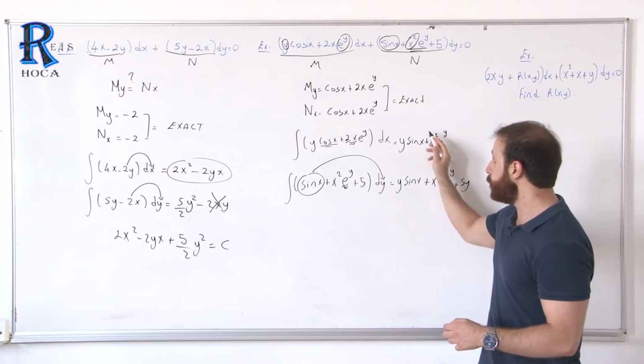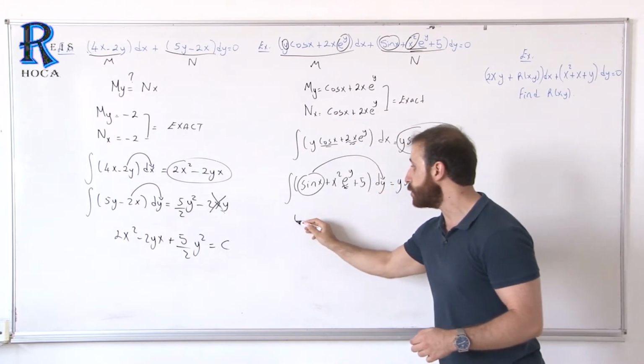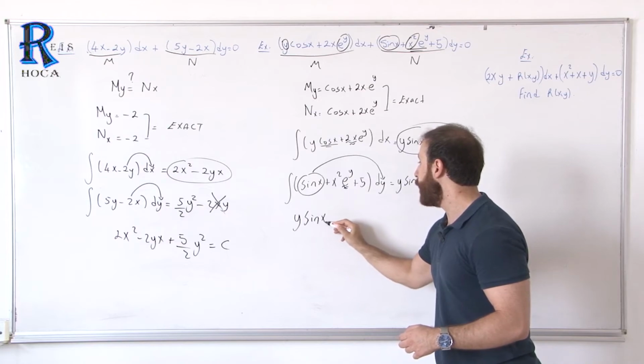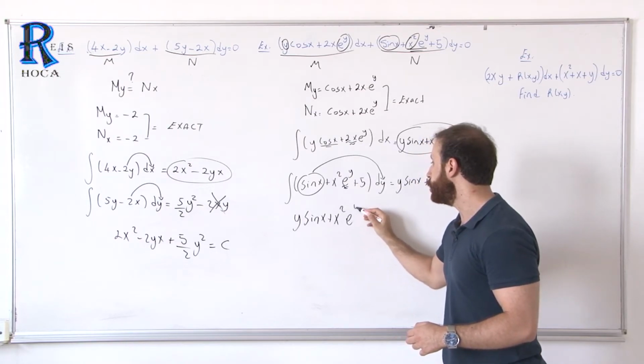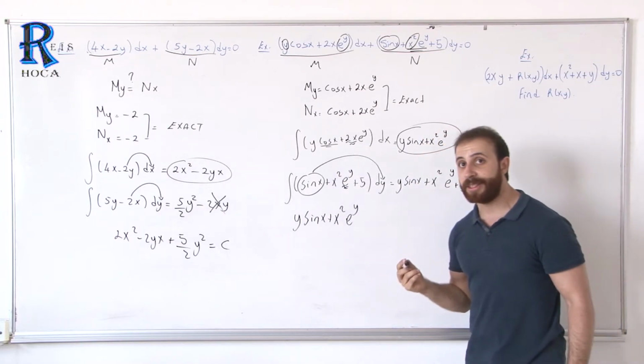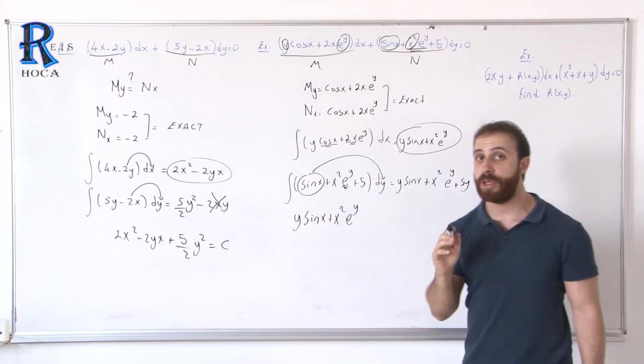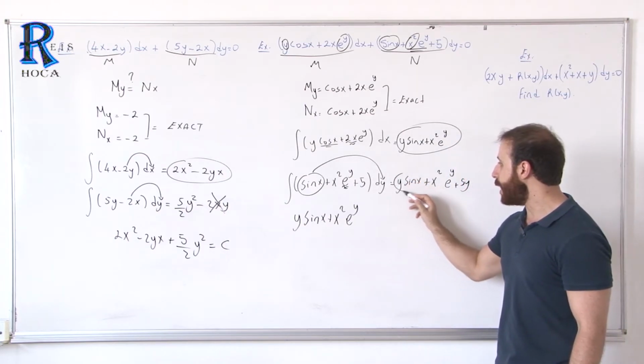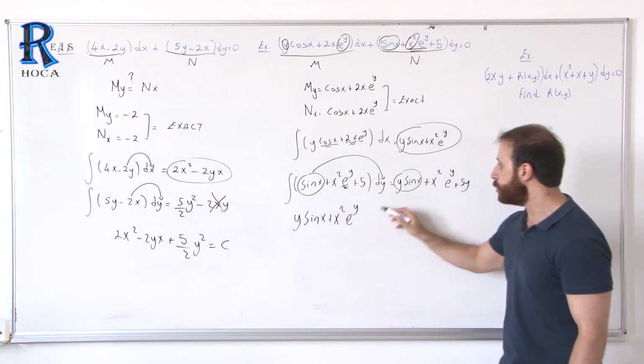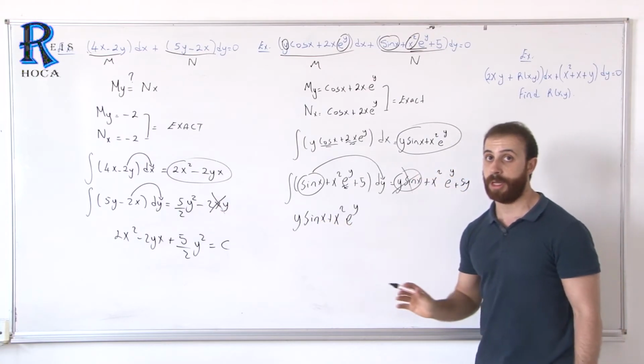And let's write the first integral. The technique says write the first integral, y sine x plus x square exponential y. And as we write the second integral, ask this question: did we use it before or not? Y sine x, did we use it before? Yes, we used it before, and cancel it.